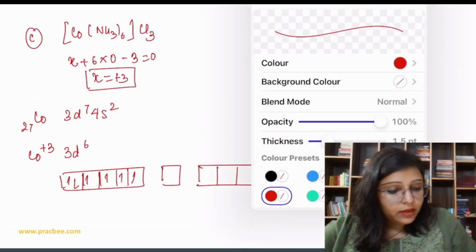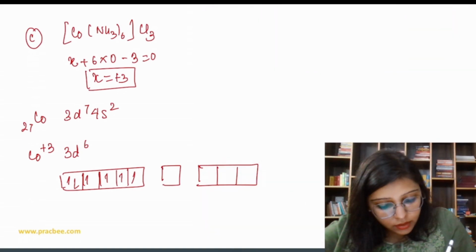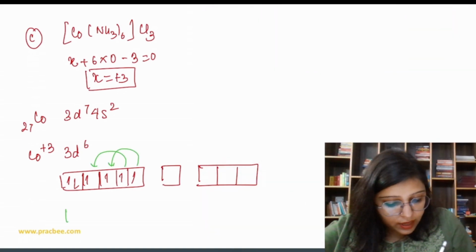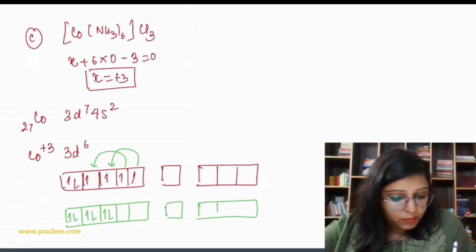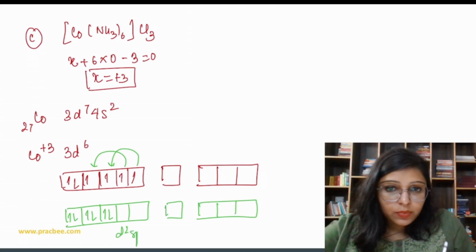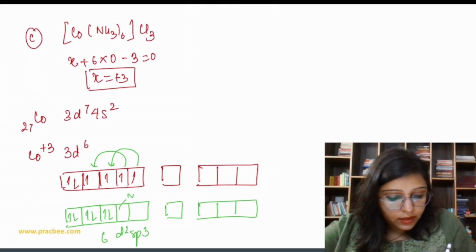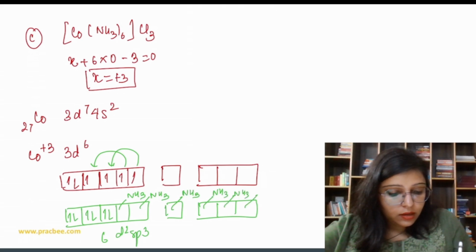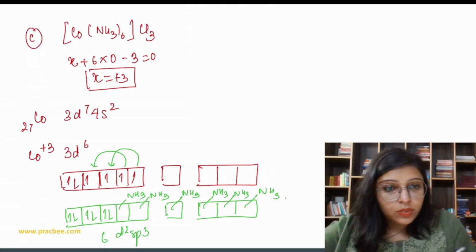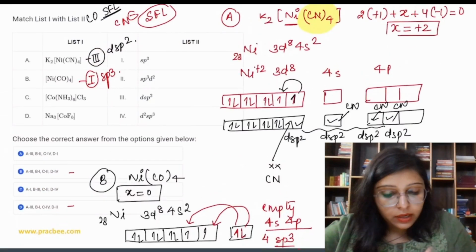Now with NH3, again pairing is going to happen. So if pairing happens, we have d with 1, 2, 3, 4, 5, 6 electrons, and empty s and empty p. So we get d2sp3, six d2sp3 hybrid orbitals. Here ammonia can give its electron, here, here, here. So hybridization is d2sp3 and the geometry is inner octahedral.